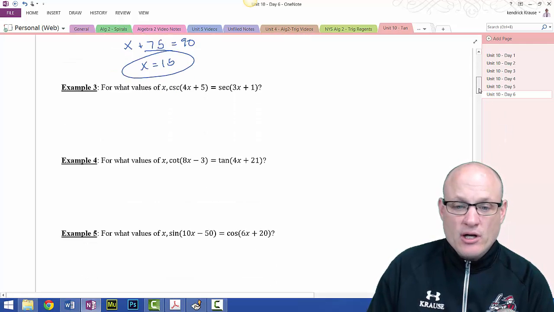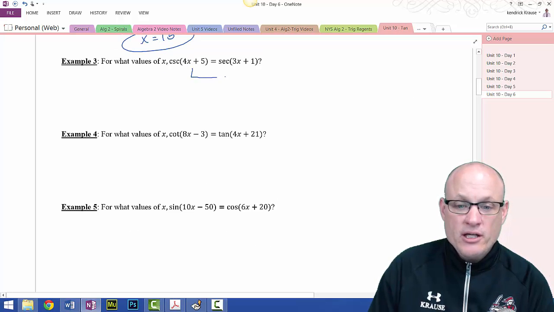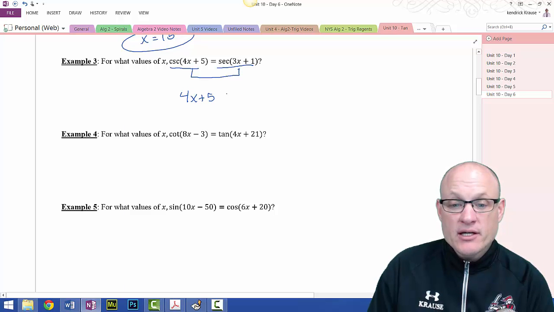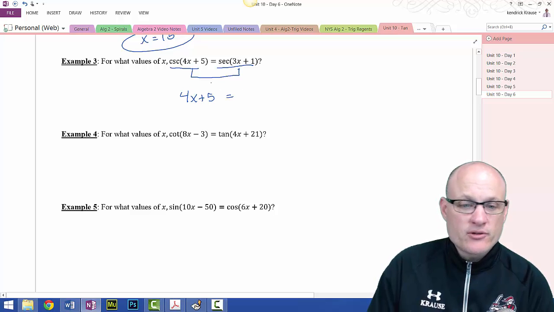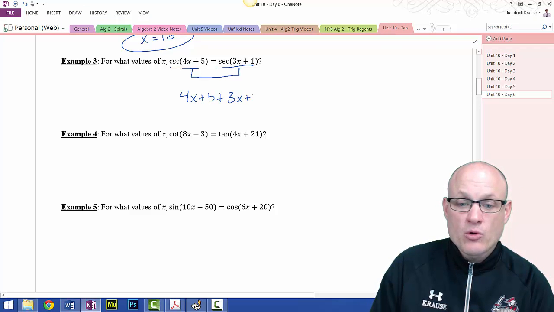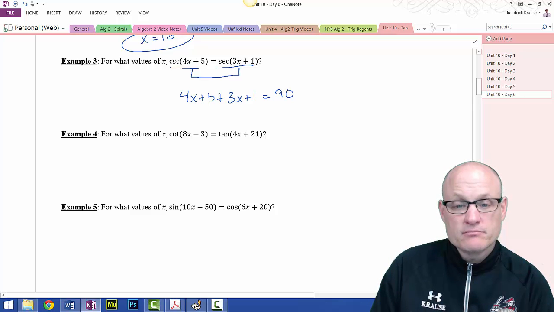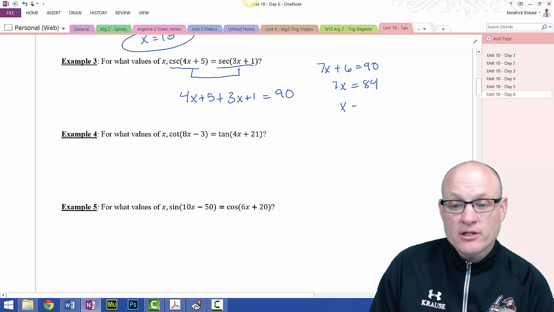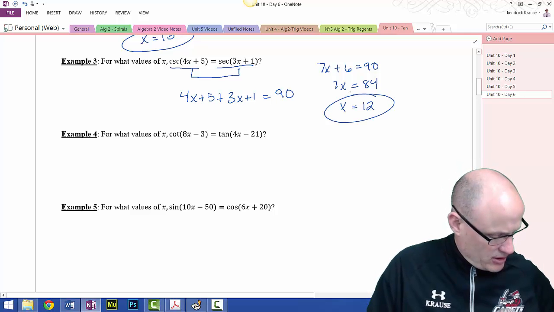Now it gets a little bit more complicated. These two are equal to each other when the 4x plus 5 angle, plus, I forgot the plus, the 3x plus 1 add up to equal 90. And I just got a simple equation. 7x plus 6 equals 90. 7x equals 84, or x equals 12. Let me see if I fixed these problems. Looks like I did.